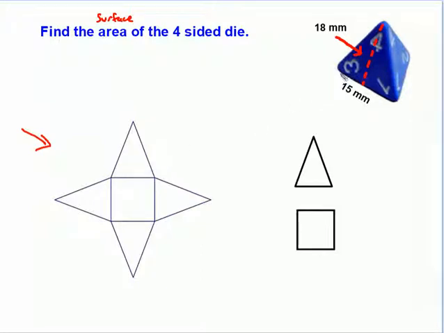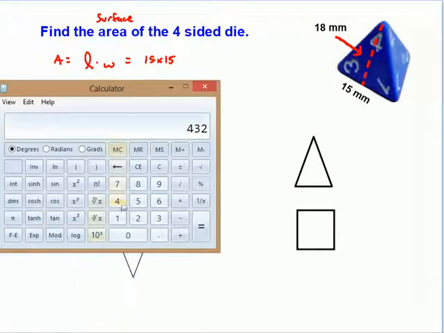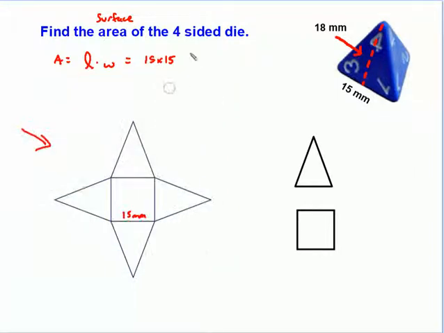We are told that one side of this square is 15 millimeters. Since it's a square, we know that's going to be 15 for the length and 15 for the width. And the area of a rectangle or a square is length times width, which is 15 times 15. I'm going to pull up my calculator and do 15 times 15. And that is going to be 225 millimeters squared. And that is the area of this right down here.